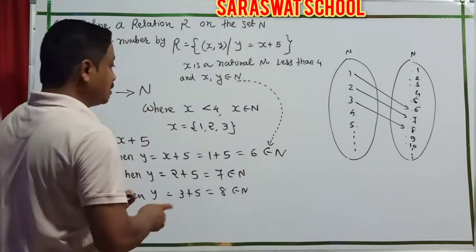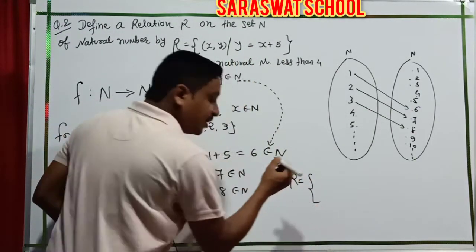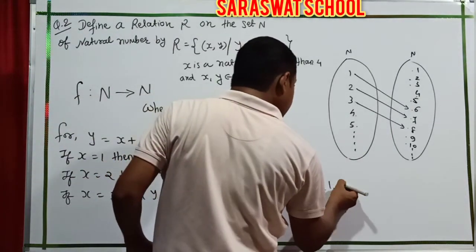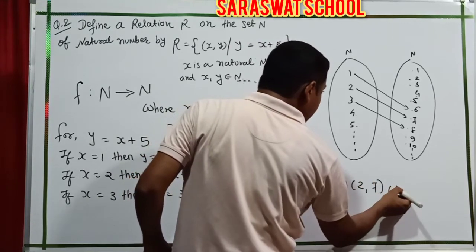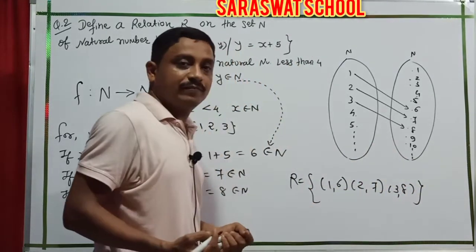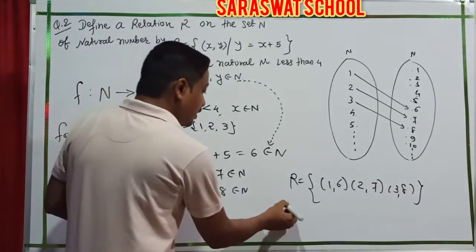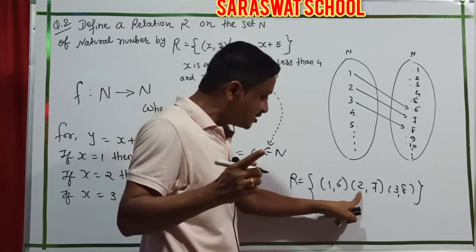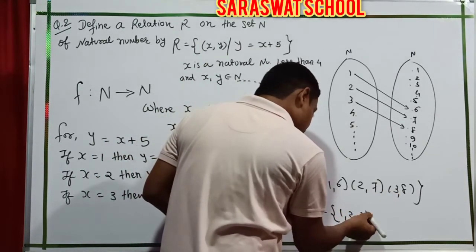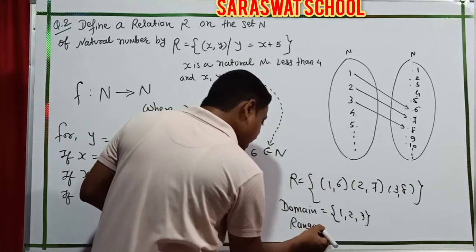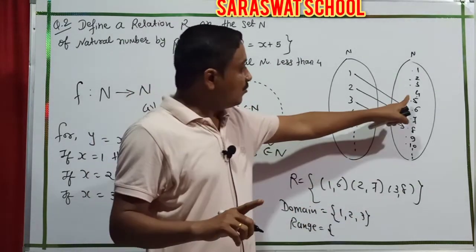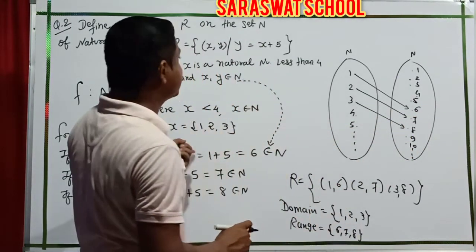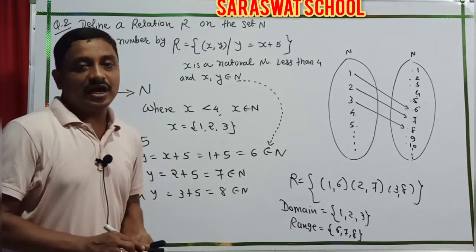So students, now show your roster form. In relation R, x comma y is given. So I put here, students, 1 then 6, 2 then 7 and 3 then 8. And we easily define our domain. Students, for the domain you take the first values, 1, 2, 3. And what is the range? Yes, the range is 6, 7, 8. So finally, asking for the domain and range is finished, and this numerical is also done.